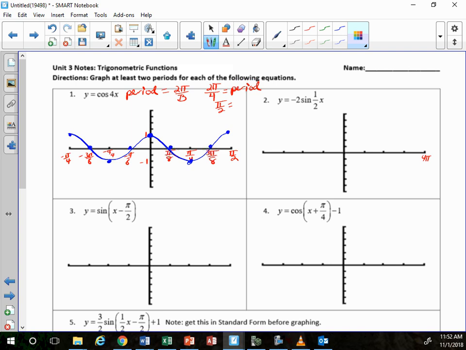Do you know the other labels? Pi and 2 pi. Yes. Perfect. Question? I'm going to label them over here too, my negatives.